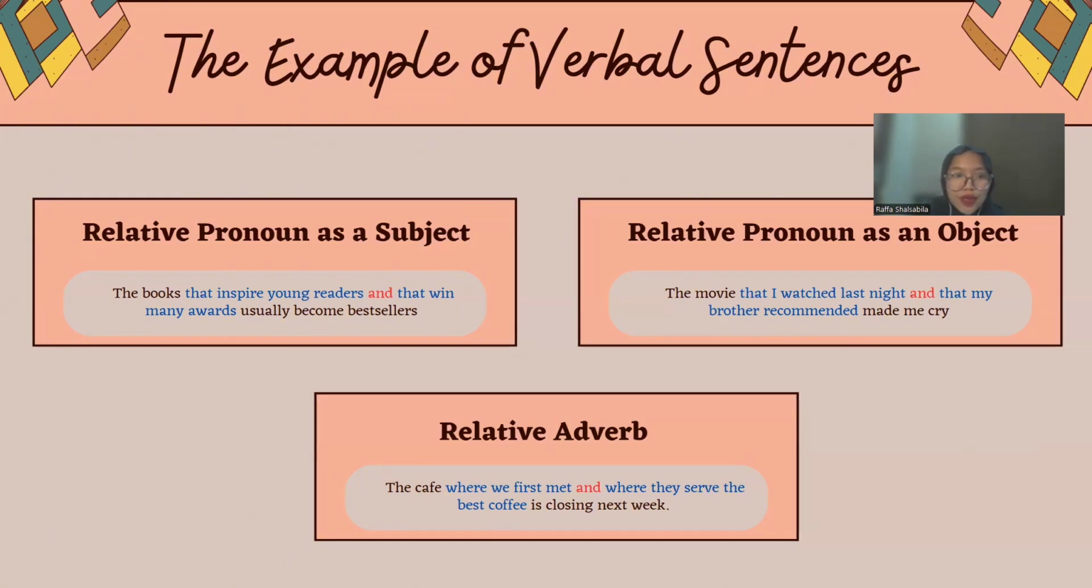For example, relative pronoun as a subject: The books that inspire young readers and that win many awards usually become bestsellers. A relative pronoun as an object: The movie that I watched last night and that my mother recommended made me cry. And relative adverb: The cafe where we first met and where they serve the best coffee is closing next week.